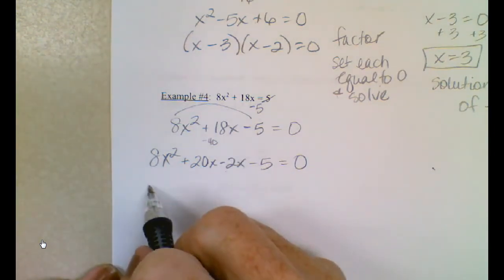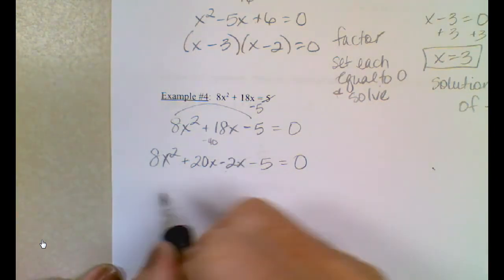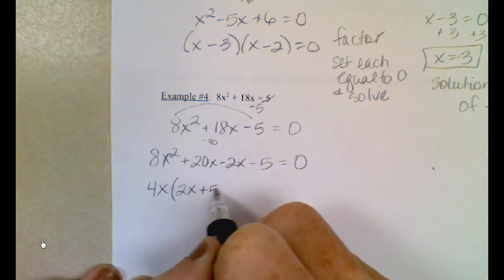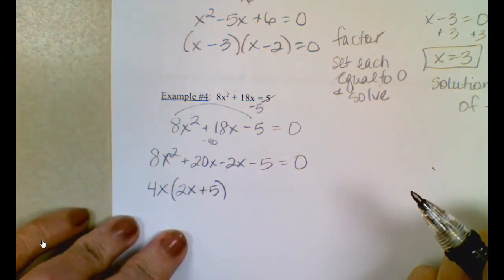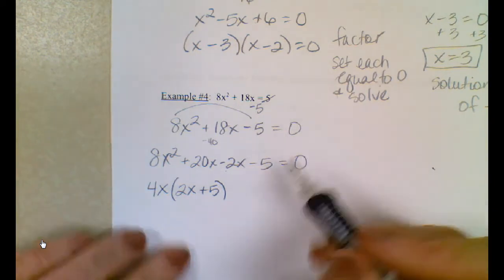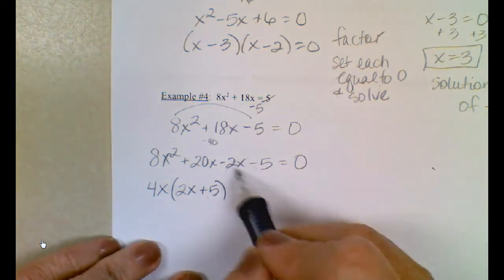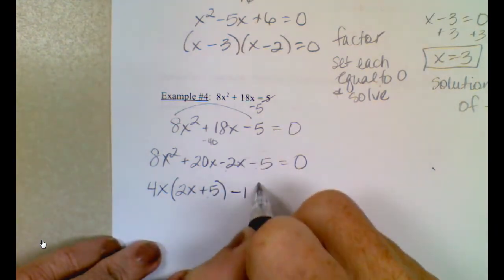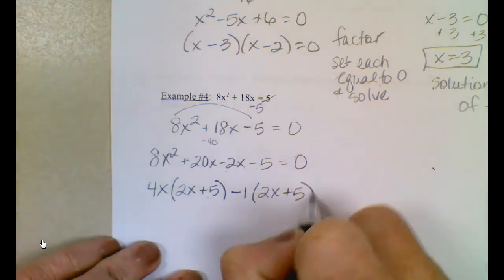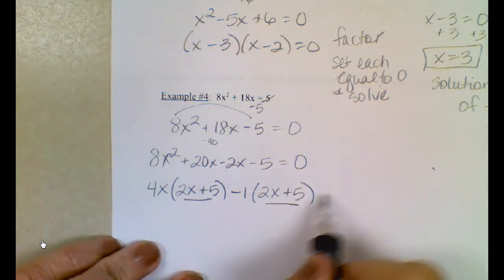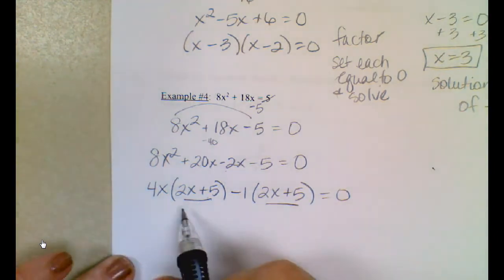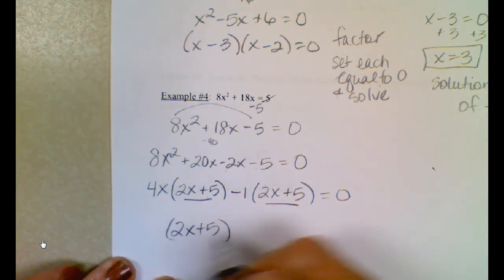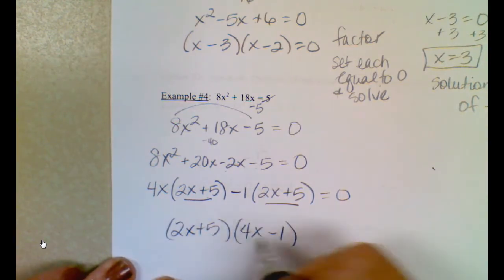So let's see what happens here. Out of 8x squared, I can take out a 4 and an x. And then I'm left with 2x plus 5. Sorry about that. And then since I already have a 2x minus 5, that's okay, but I need to take something out, and my signs aren't matching. So I'm going to take out a negative 1 out of the negative 2x minus 5, and then I'm left with the same factor. So one of my factors is going to be 2x plus 5. The other factor is going to be 4x minus 1.